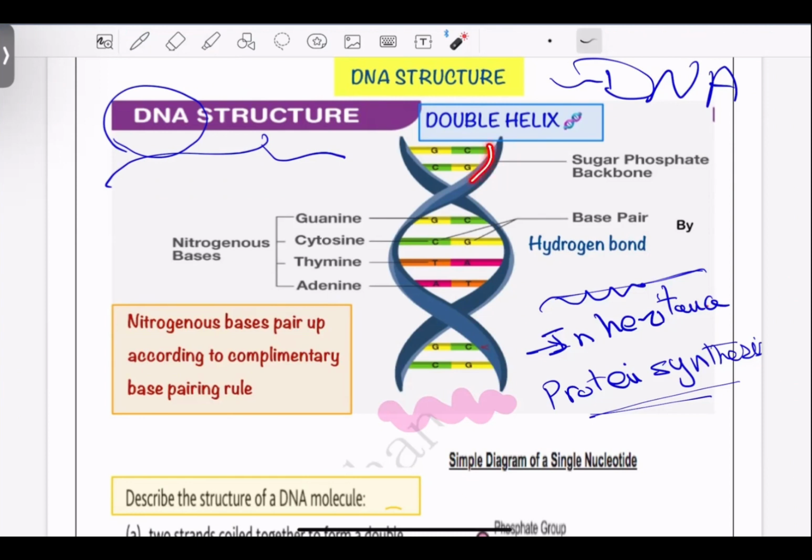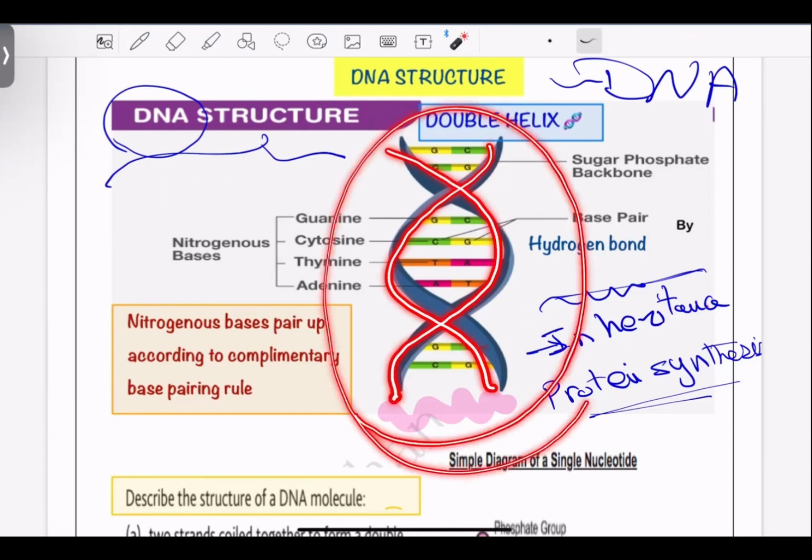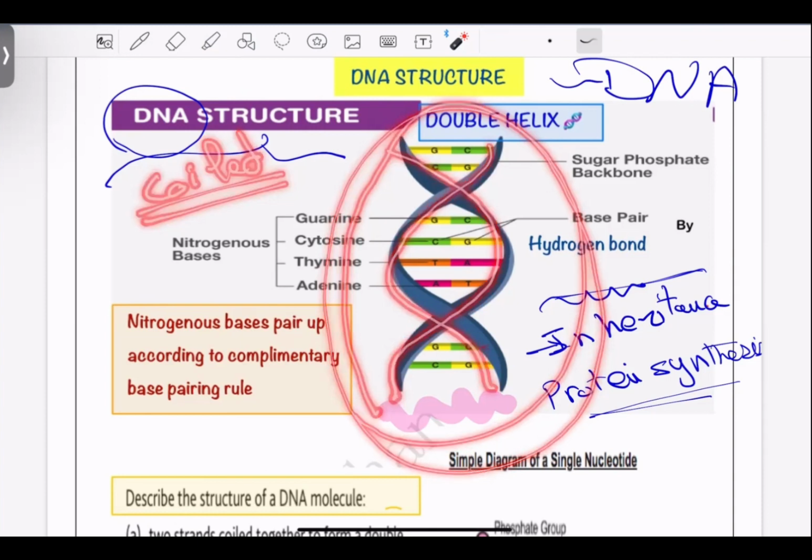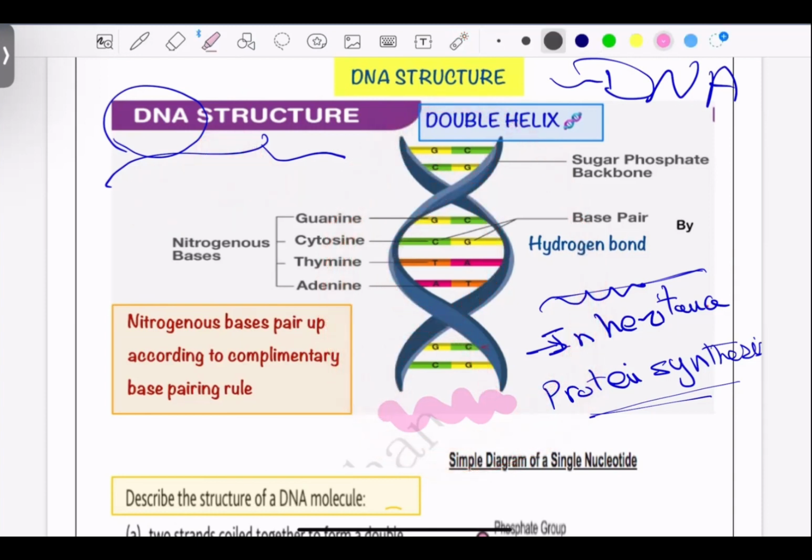Do you see the long strands here? Yes. What are they doing around each other? It has a name. We can say they coil around each other, and then when they coil around each other, they form what we call, you have to write this well, a double helix.